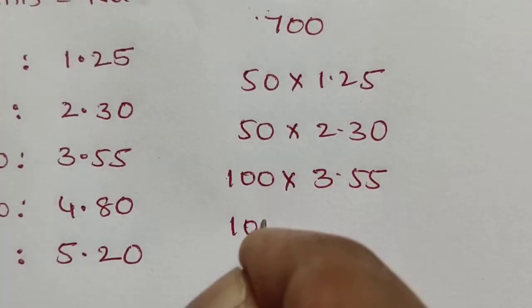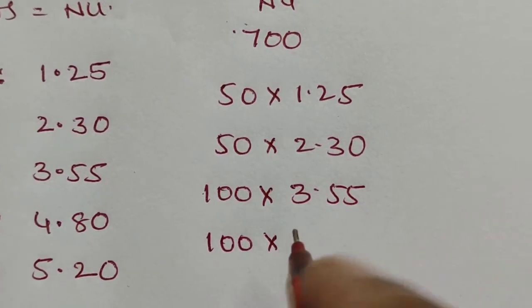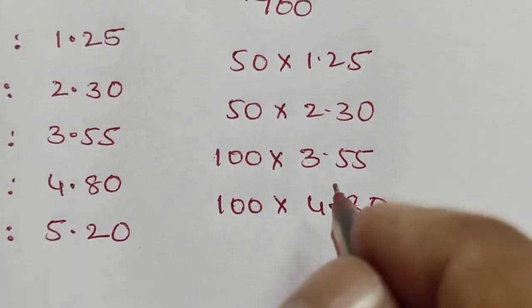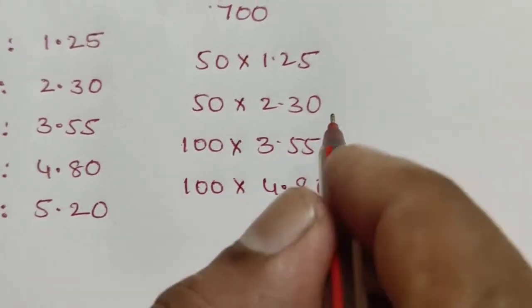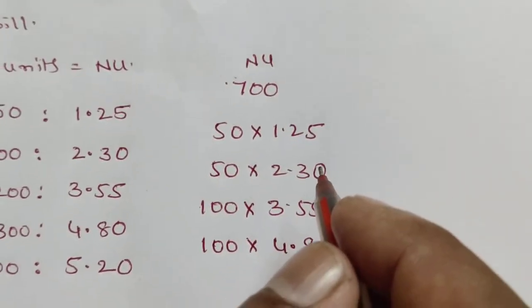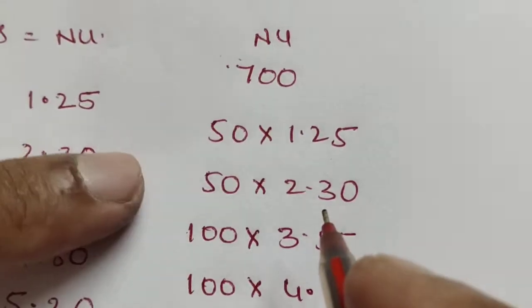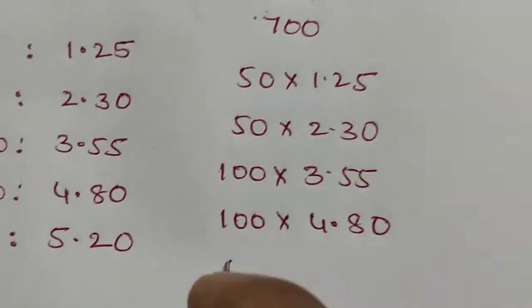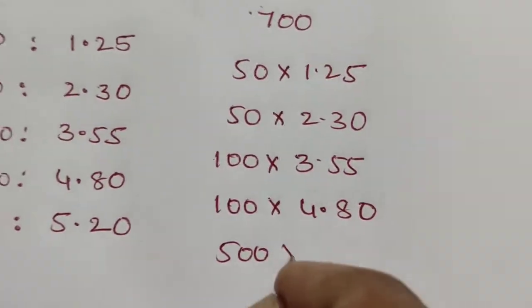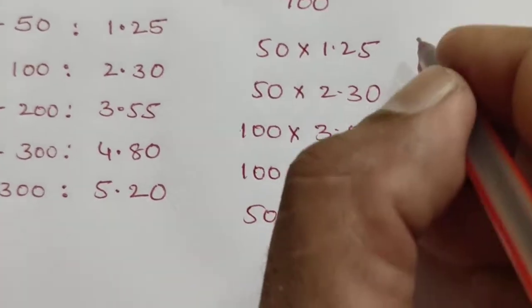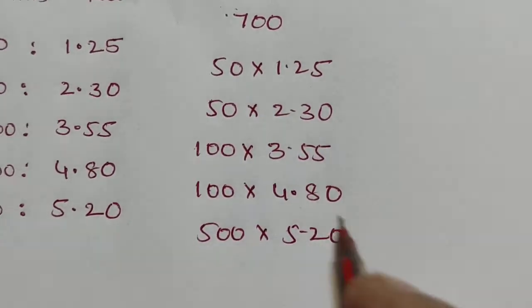And for the remaining 100 units, it is charged at 4 rupees 80 paise. That is 200 units charged. And the remaining is greater than that, that means 700 minus 200, 500. For the remaining 500 units, it is charged at 5 rupees 20 paise. We can write the program by considering this.